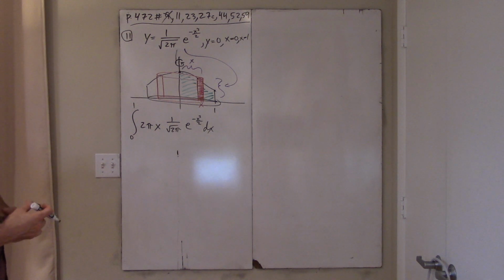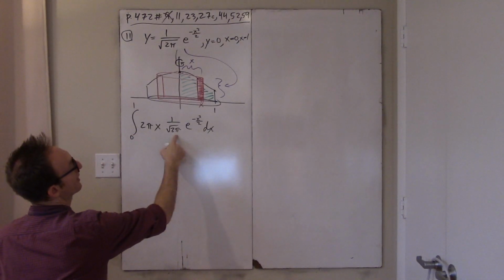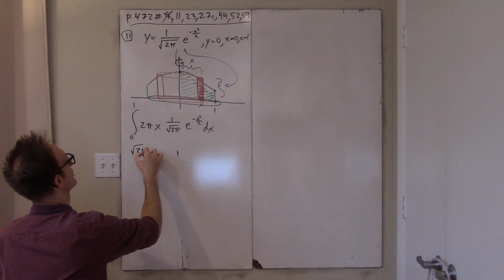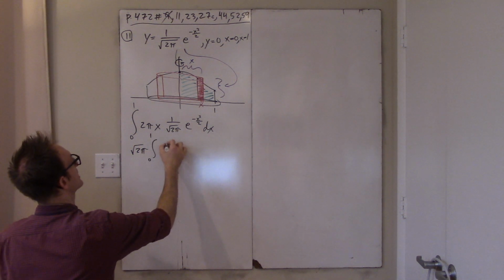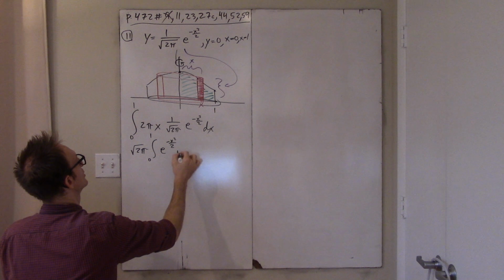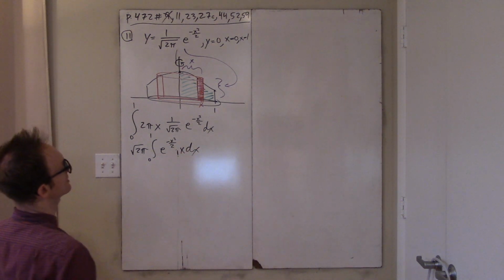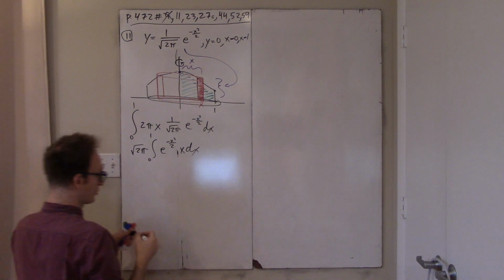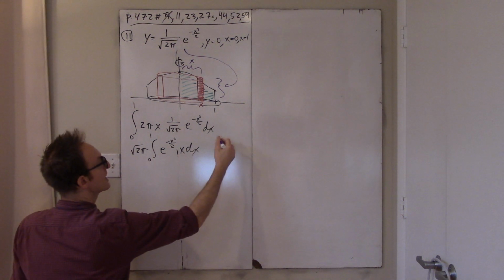Alright, so now I just need to zone out and do this integral. If I pull the constant out, I get 2 pi over root 2 pi, which is just root 2 pi, integral from 0 to 1. And then I'm left with e to the negative x squared over 2 times x dx. The only reason I left this problem in the homework is because it's nice to keep flexible with your integration by substitution.